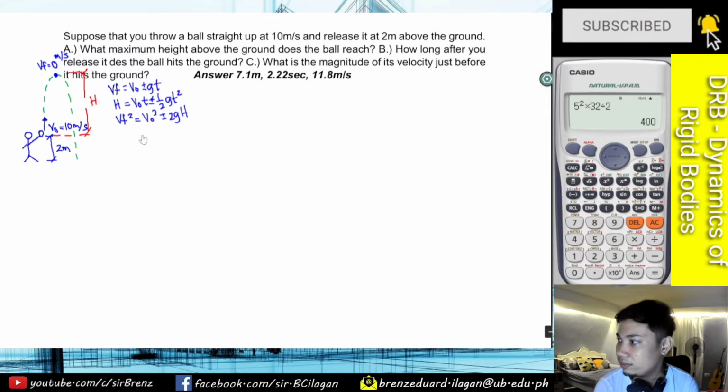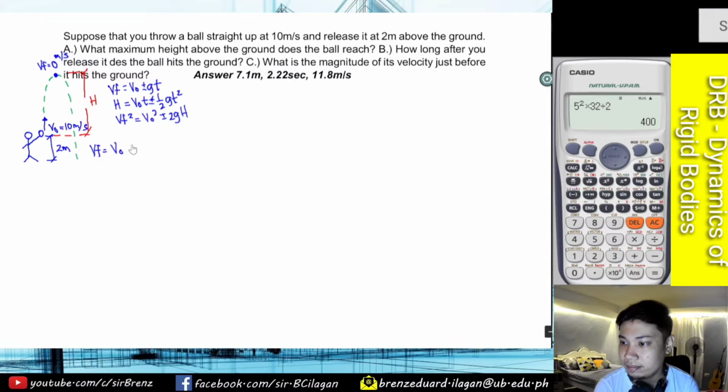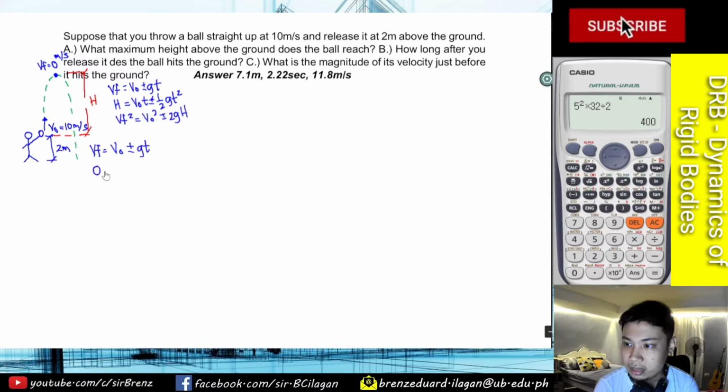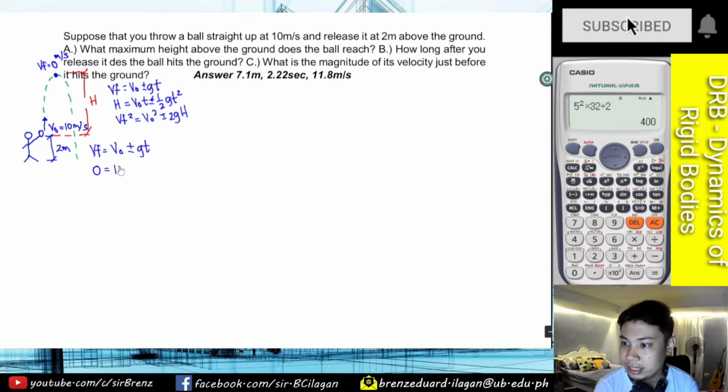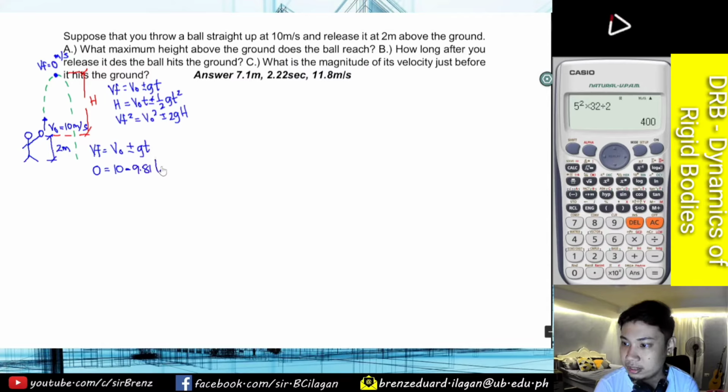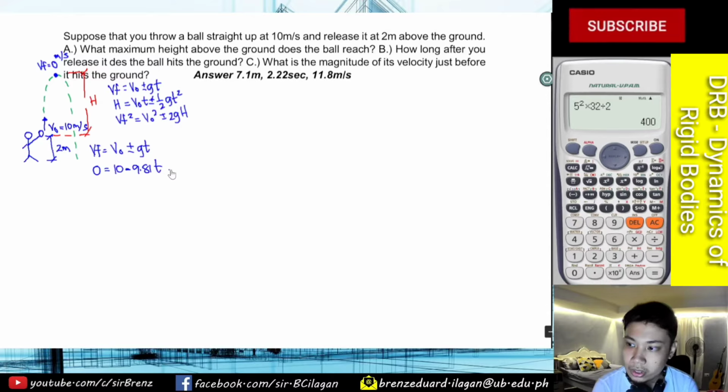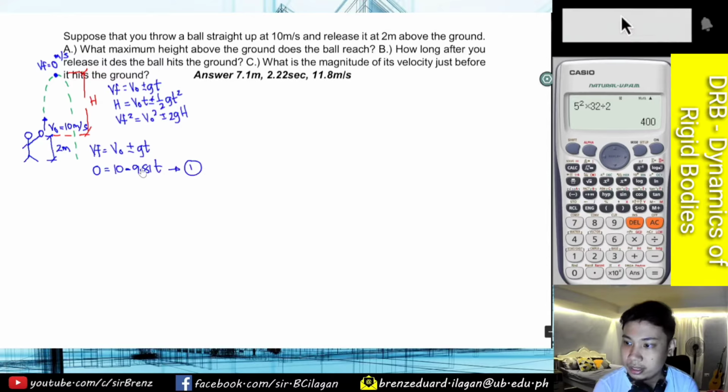So let's start first with the first equation. The final velocity is equals to initial velocity and then plus or minus GT. So the final velocity will be 0. Initial is 10 meter per second. Again, it is opposite the direction of the initial velocity, kaya ito is magiging minus. This is in SI, so 9.81 times T. So this will be your equation number 1.